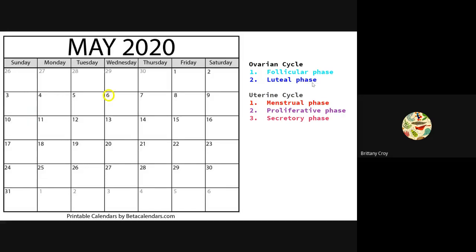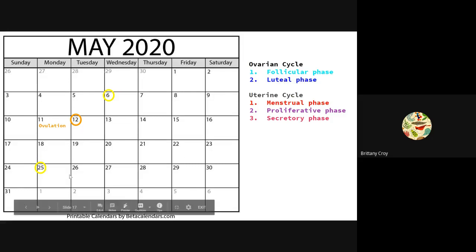So she said that her period is going to start on May 6th, and she said that she has a 20-day cycle. So I just counted out basically 20 days from May 6th, which tells us that she'll end on the 25th. And then I know that the last 14 days of that have to be the luteal phase. So that tells me that the days between 12 and 25, those last 14 days, are going to be the luteal phase. So I know ovulation happens the day before.